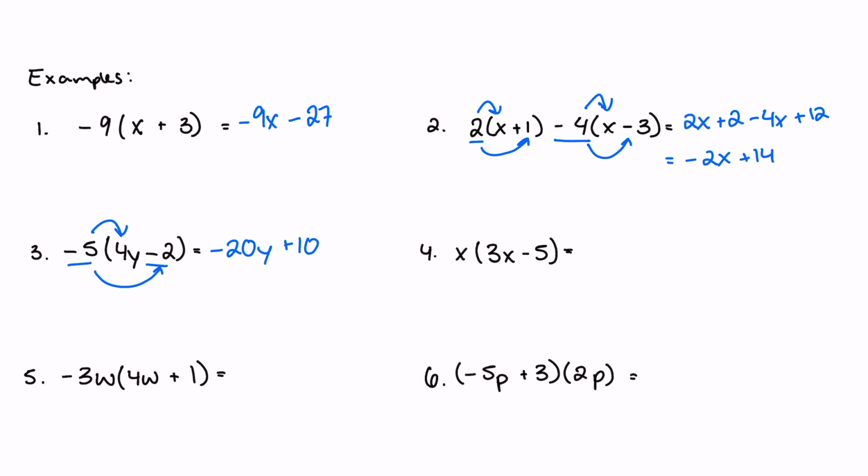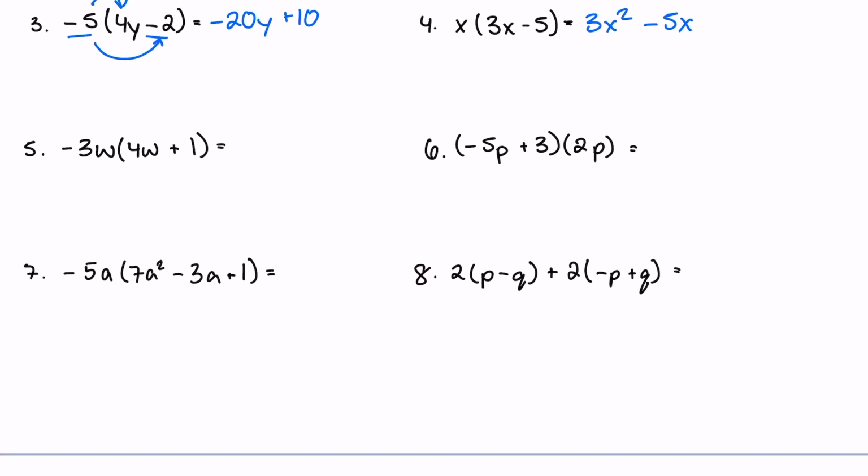For example 4, we have x times (3x minus 5). So x times 3x is going to be 3x squared, and x times negative 5 is going to be negative 5x. So our answer is 3x squared minus 5x.